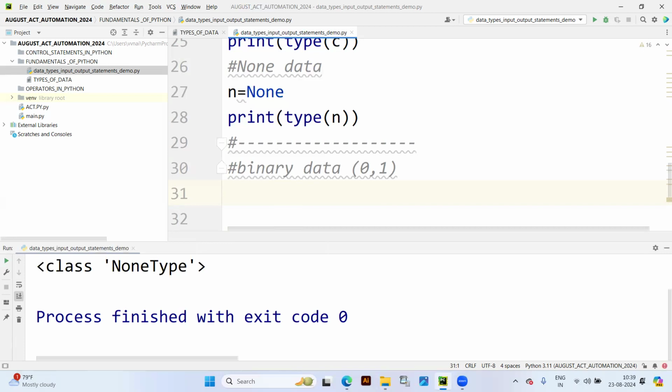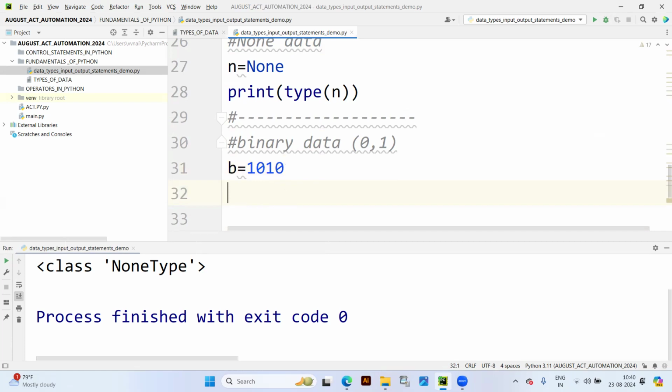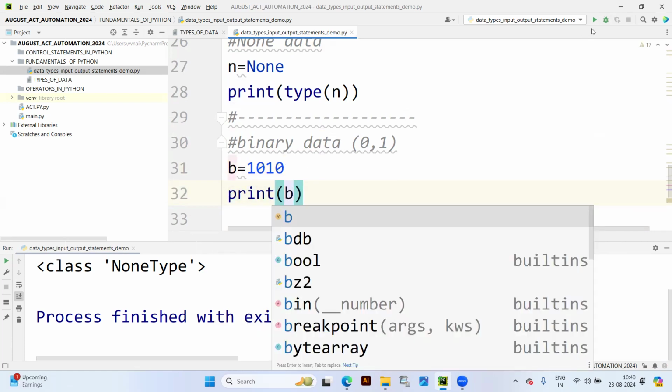If I write b is equal to 1010, right. So what would happen? Does the computer understand this 1010 as binary data or decimal data? Obviously, by default, it is decimal data. If you want, you can print it. b. What data are you going to get? Decimal data you are going to get.